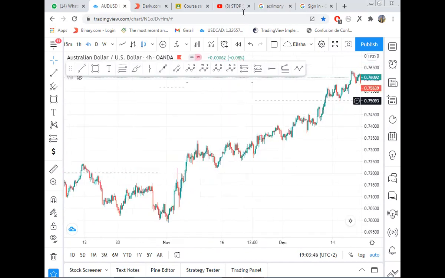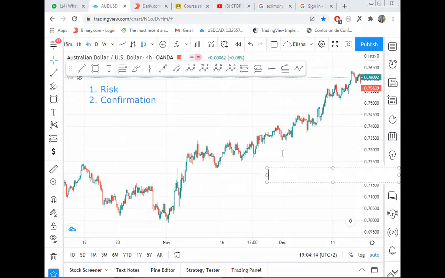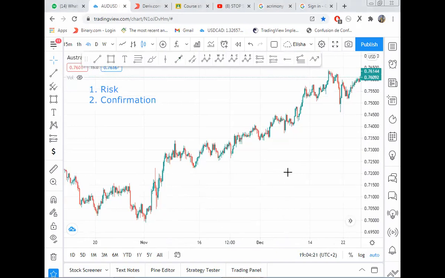So there are two types of entries. There's a risk entry and confirmation entry. So the risk entry, what we're saying is that we'll have an order block that we want to trade, right? We'll have an order block that we want to trade. We just put either a buy limit or sell limit and the stop loss, and that's it. Right. We won't do any further confirmation whatsoever.